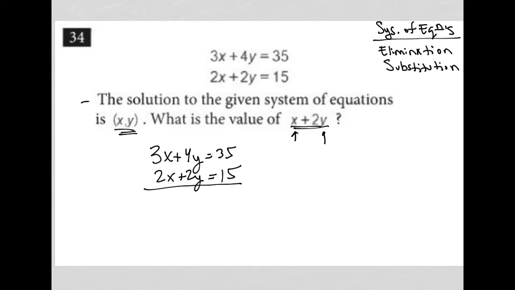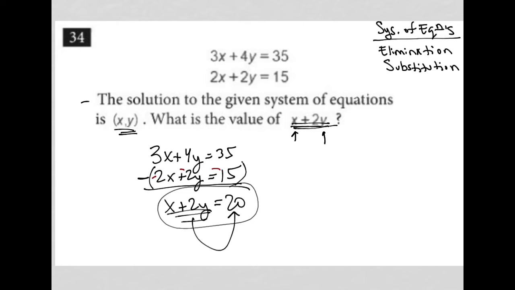I noticed here that if I were to simply subtract the bottom equation from the top equation, I would get, this becomes negative, negative, negative. I would end up getting 3x minus 2x is x, 4y minus 2y is 2y, and 35 minus 15 is 20. And there's my answer, right? The question asked for x plus 2y. There is x plus 2y. x plus 2y equals 20. So your answer here is 20.